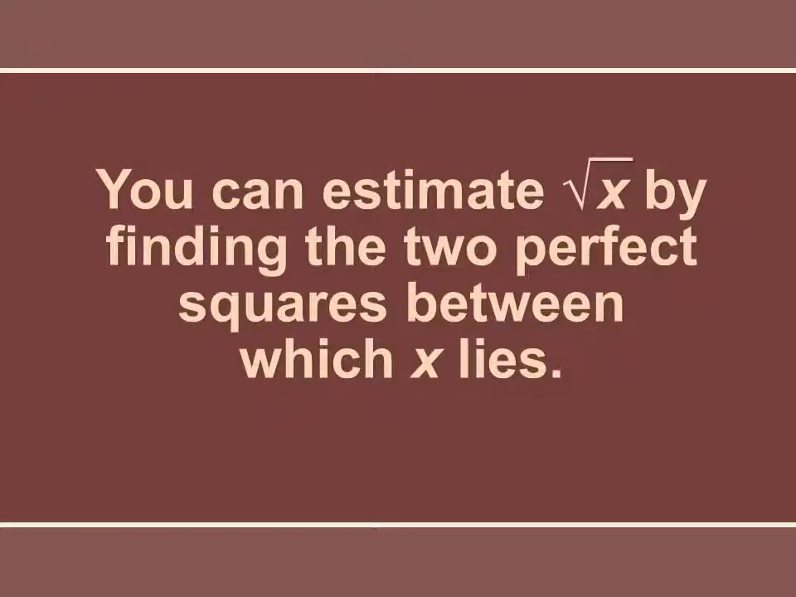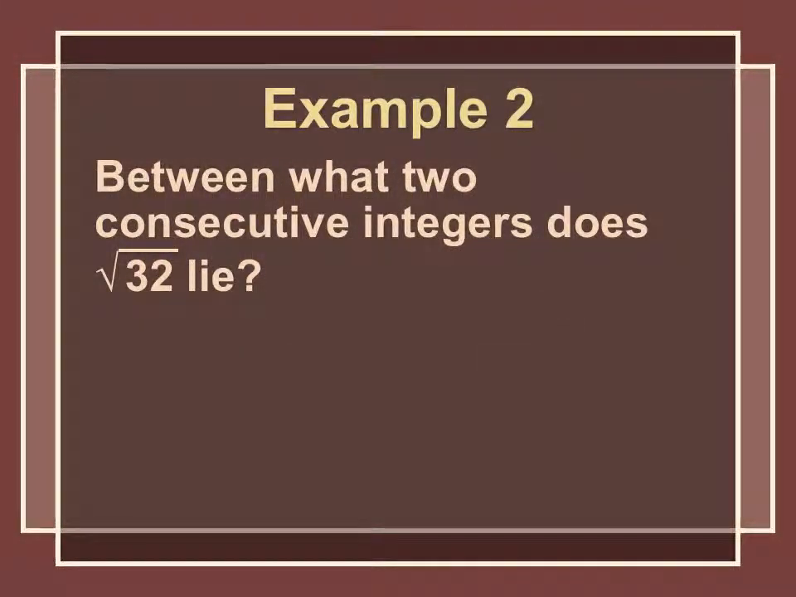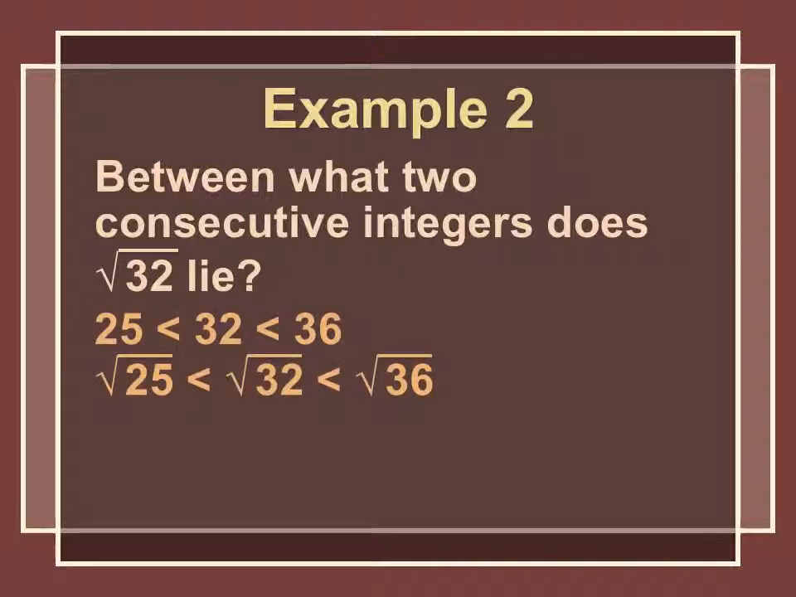So we can estimate the square root of x by finding two perfect squares between which x lies. So that's why it's so important to memorize those 20 perfect squares so that way you can use them to estimate. So let's do an example. Let's find two consecutive integers that the square root of 32 lies between. So I know that 36 is a perfect square, and I know that 25 is a perfect square. So that means that the square root of 32 is between 5 and 6.